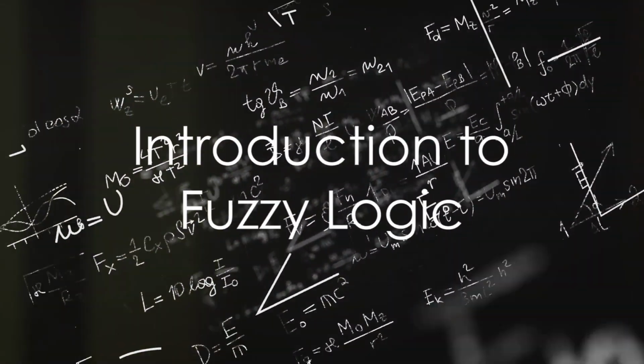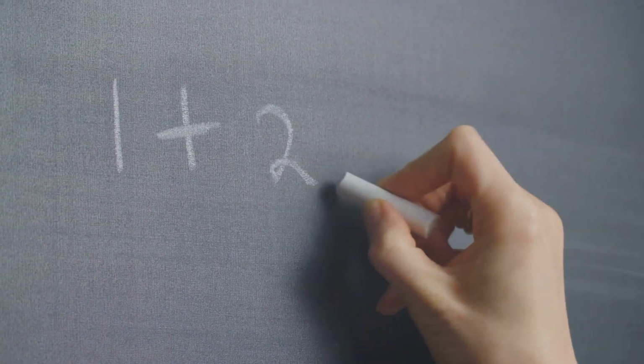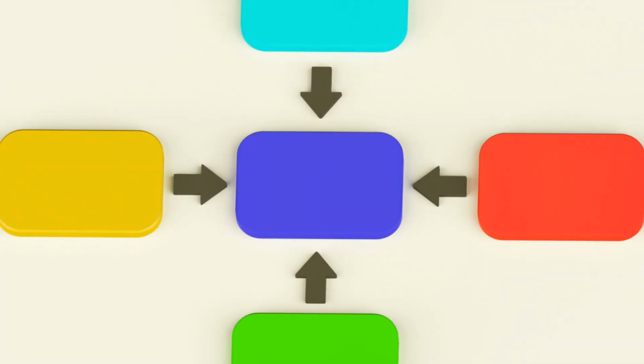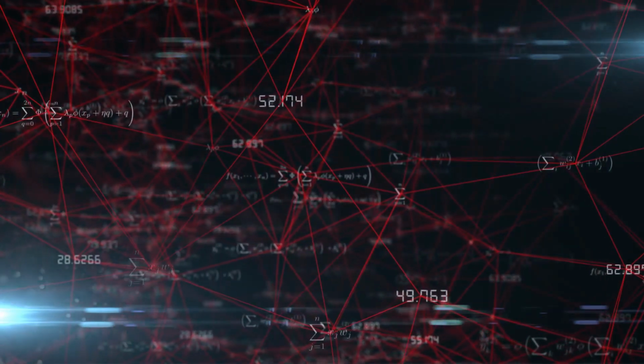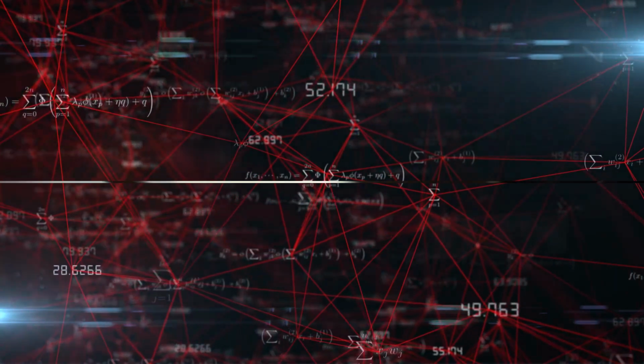What if the world didn't operate in absolutes? What if yes and no were not the only answers? Welcome to the world of fuzzy logic, where vagueness is not only accepted, but embraced. And today we're diving into a fundamental concept of fuzzy logic, fuzzy composition.